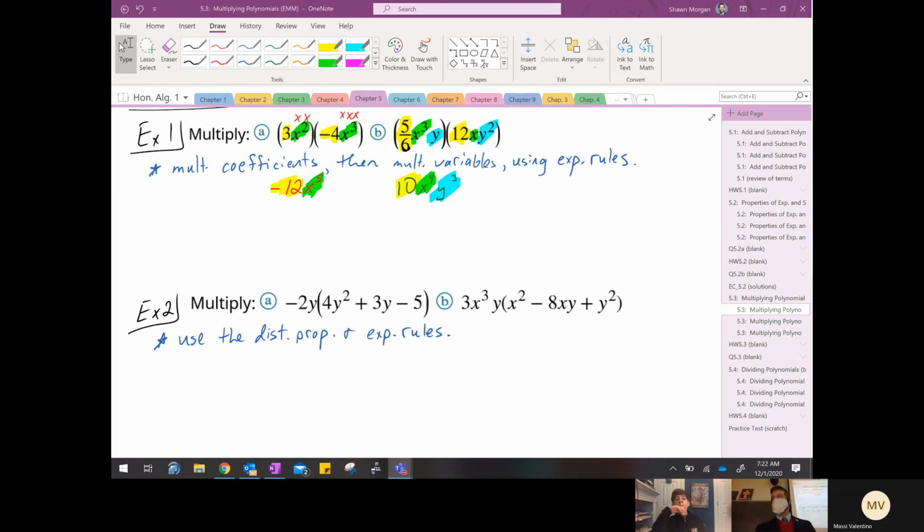Okay. And so if I am using the distributive property here, display audio. There we go. I should be able to hear you guys at home now.